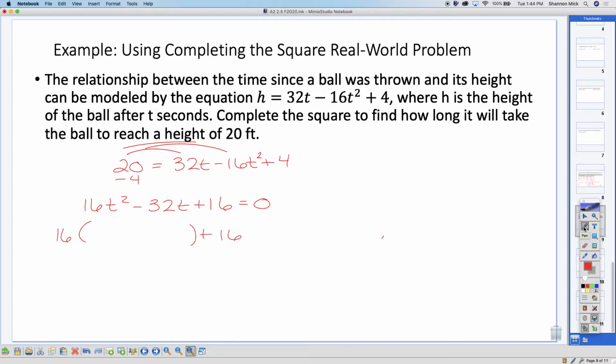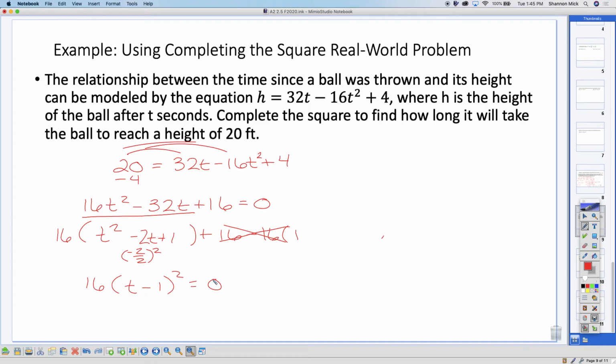Okay, so what do I have when I factor the 16 out of the first two? t squared minus 2t plus 1. Okay, so it's going to be negative 2 over 2 squared, so it is 1 and 1. And this all equals what? 0. So now I have 16 times (t minus 1) squared equals 0. Now I'm going to divide by 16, because right now what I have is something that I could eventually get back to what I needed, if I needed to. But now I'm at the point of solving.